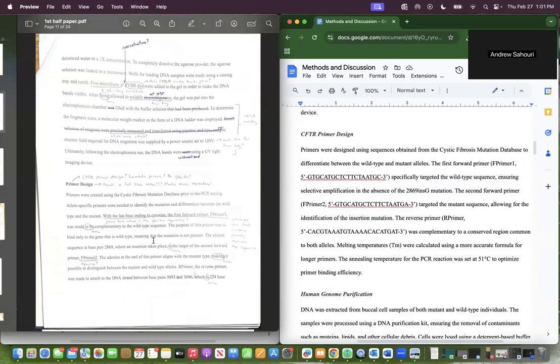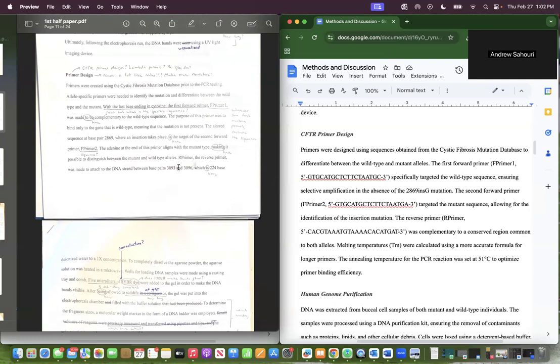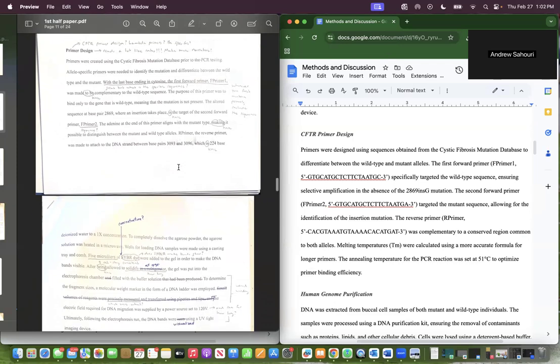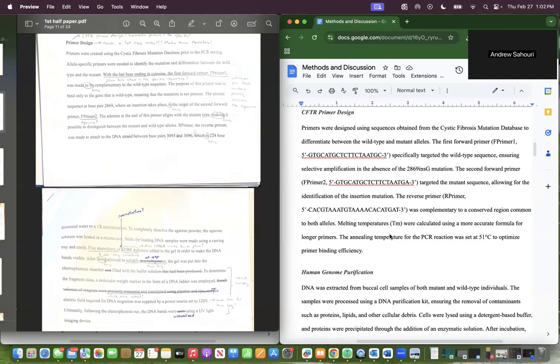And then CFTR primer design. So I italicized this, of course, and then it asked what primer design it was. So I clarified that it's CFTR primer design. And then I decided to include the sequence also because I was talking about a certain primer, so I added it. And I also fixed the tenses as well.